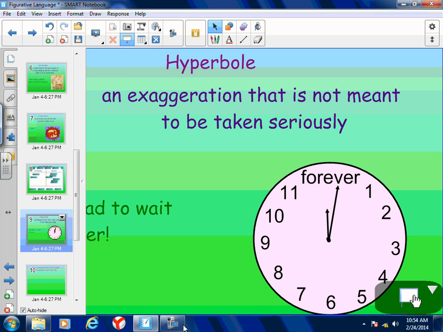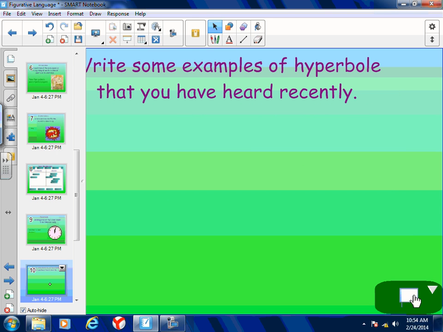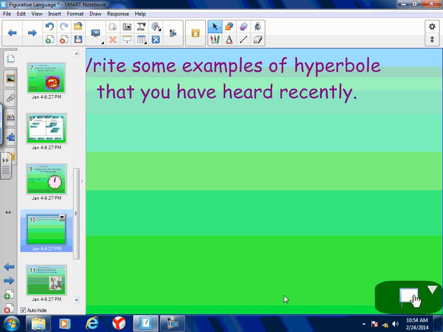And in page 10 here, write some example of hyperbole that you have heard recently. This is your exercise. I want you to write some example of hyperbole in this page or in your notebook at home. Let's move to page 11.